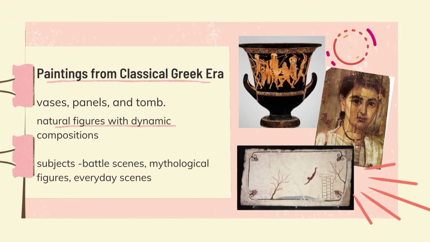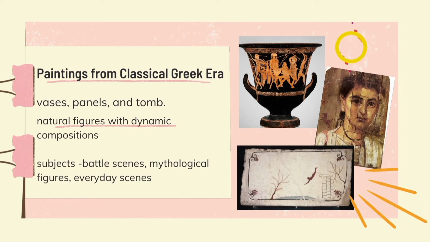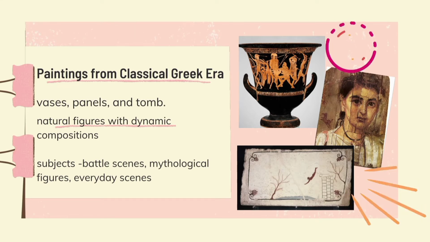Paintings from the classical Greek era. Paintings during the classical era were most commonly found on vases, panels, and tombs. They depict natural figures with dynamic compositions, and most of the subjects were battle scenes, mythological figures, and everyday scenes. They reveal a grasp of linear perspective and naturalist representation.